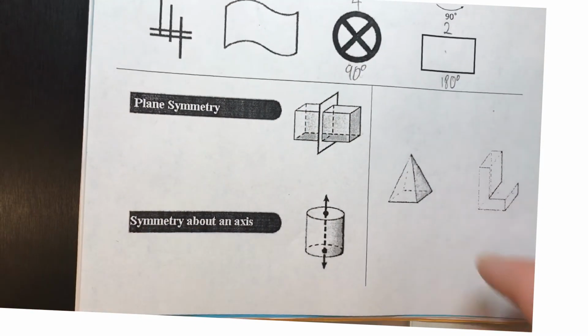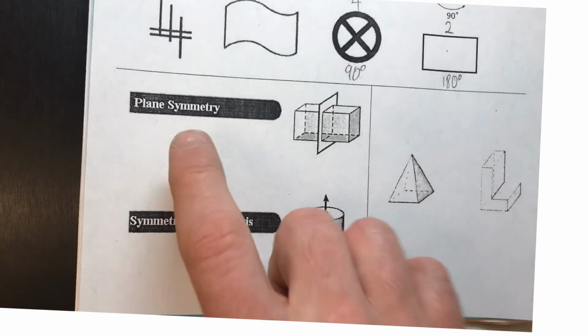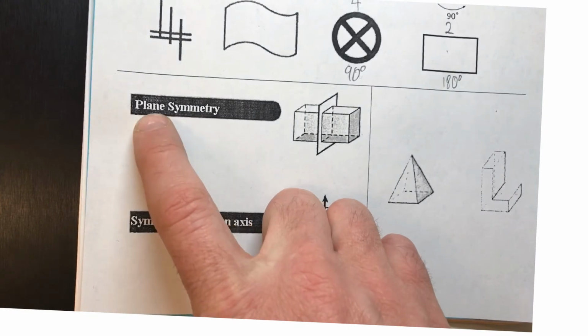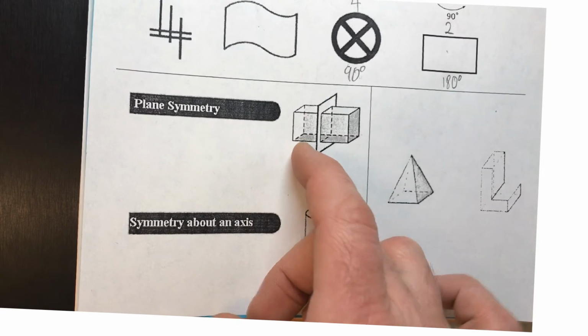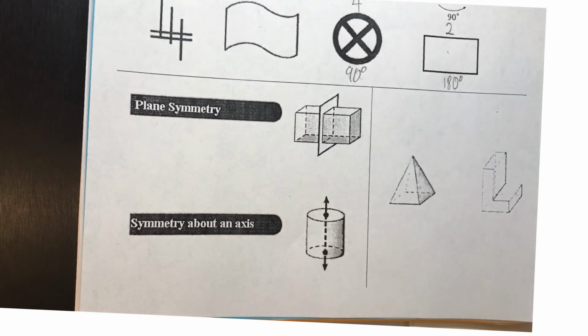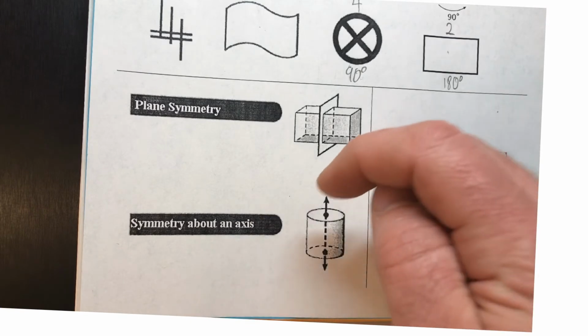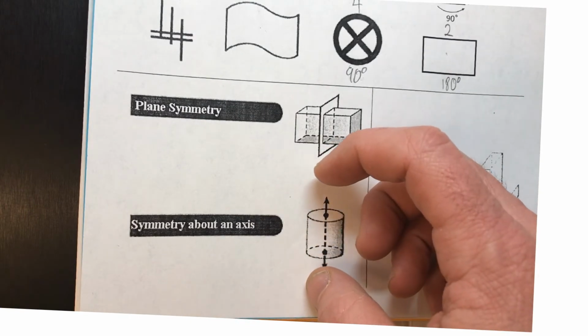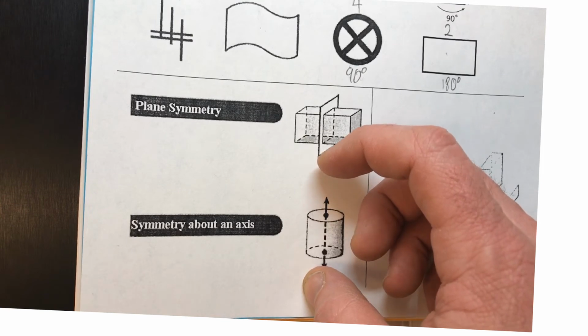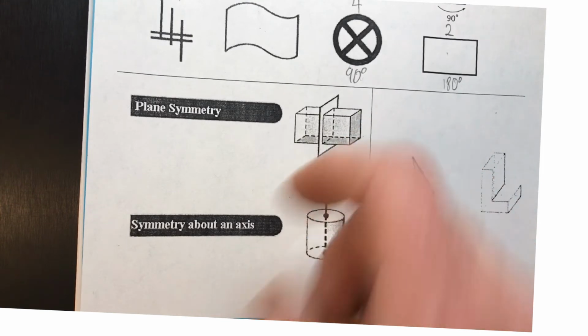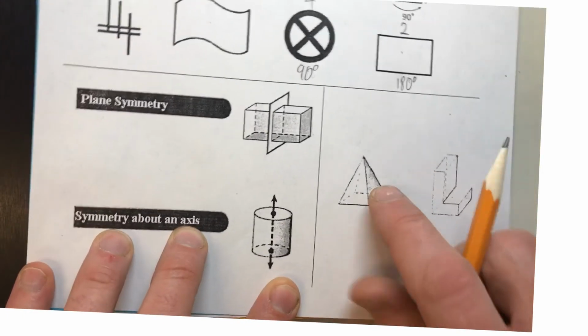Okay, now talking about three-dimensional figures, there are different types of symmetry. There's plane symmetry. Plane symmetry is basically where you slice a plane, like slicing a knife through it, and it makes 2 equal pieces, okay? And then there's symmetry about an axis, where you put a line through the middle of it, and then you spin it on that axis, and it lands back on itself before it just goes all the way back around, okay? So let's think about this little pyramid right here.